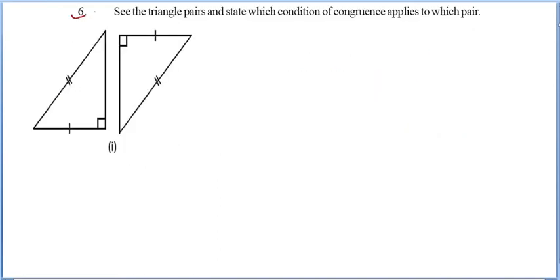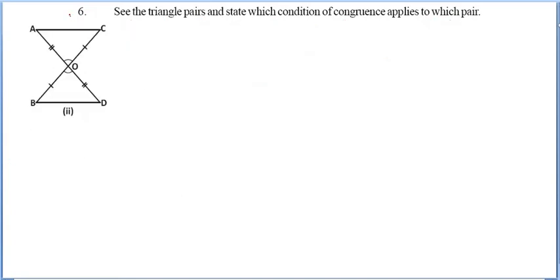Now come to the sixth question. See the triangle pair. State which condition of congruency is applied. So you can say right angle, hypotenuse and side. So by RHS. The congruency rule is right angle, hypotenuse and side, that is the correct answer. So you have to write this one.